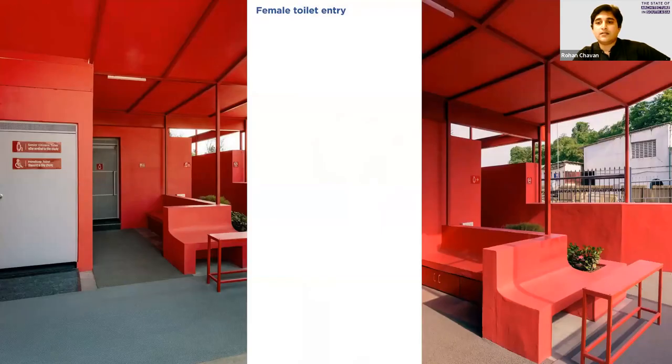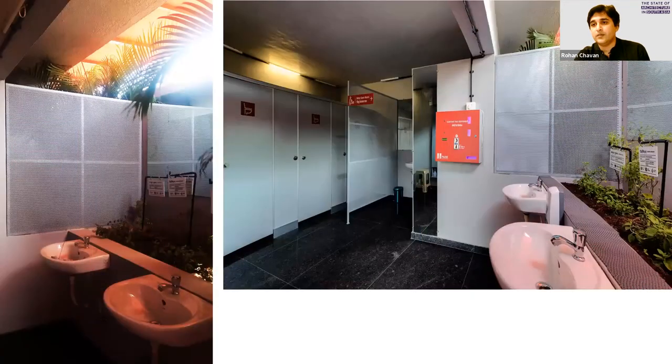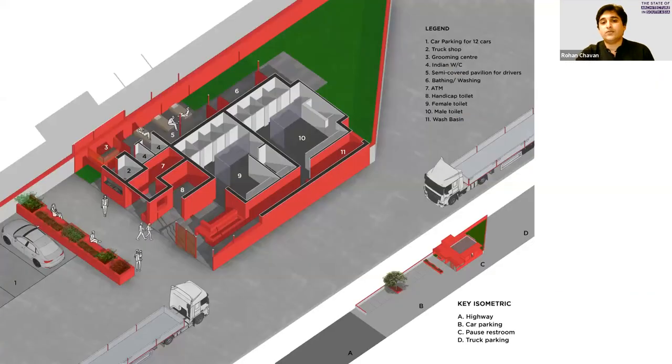And then there are certain niches within the project where there are smaller verandas where the women can wait, or these verandas give access to the women's toilet. Inside, we have tried to use a similar idea, with these open-to-roof spaces that create a lot of light and ventilation to dry the toilets faster. And this is an isometric that shows all the components coming together.